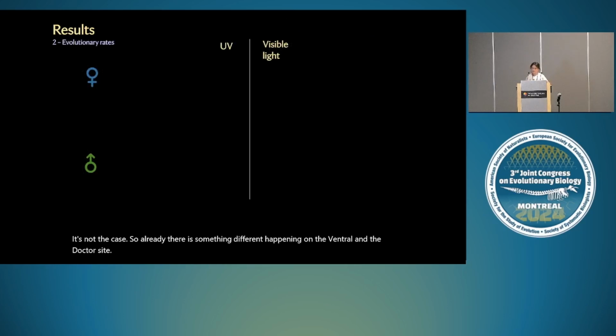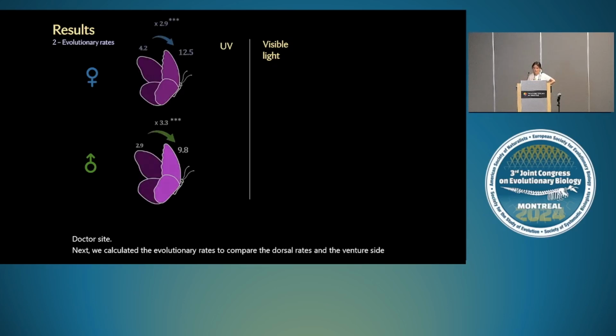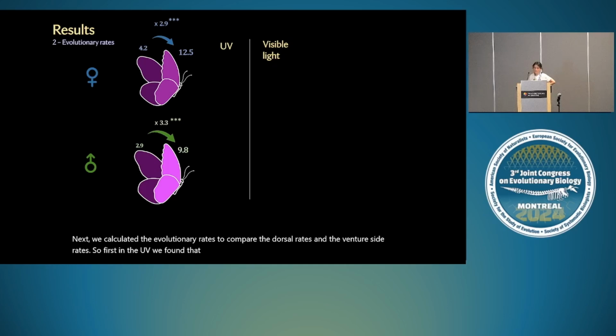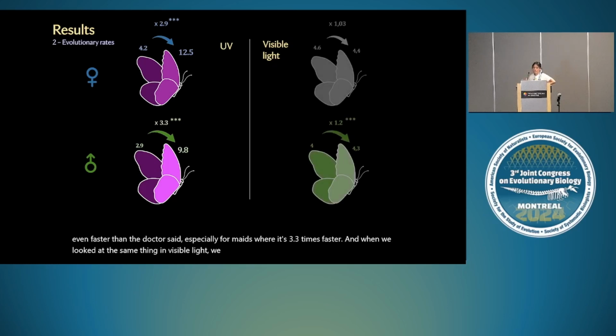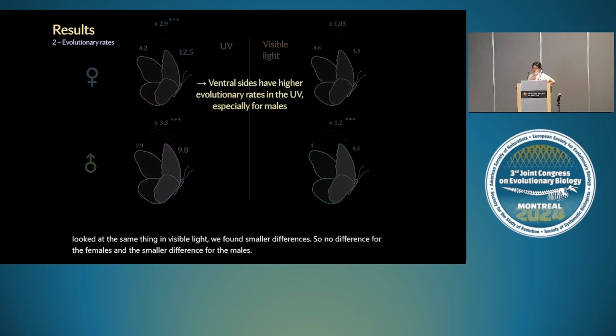Next, we calculated the evolutionary rates to compare the dorsal side rates and the ventral side rates. First, in the UV, we found that the ventral sides evolve faster than the dorsal side, especially for males, where it's 3.3 times faster. And when we looked at the same thing in visible light, we found smaller differences, so no difference for the females, and a smaller difference for the males. So ventral sides seem to have a higher evolutionary rate in the UV, especially for males, and the dorsal side evolution seemed to be more constrained than the ventral side, especially in the UV.